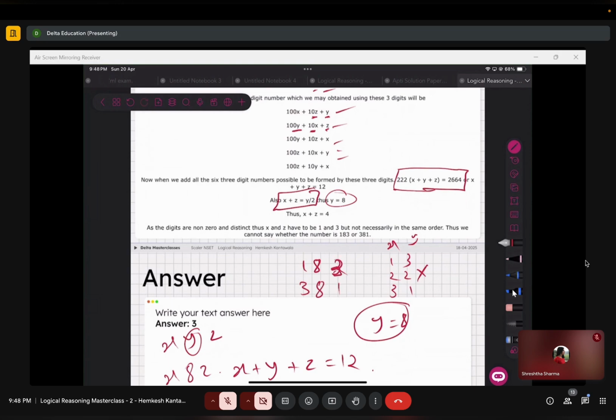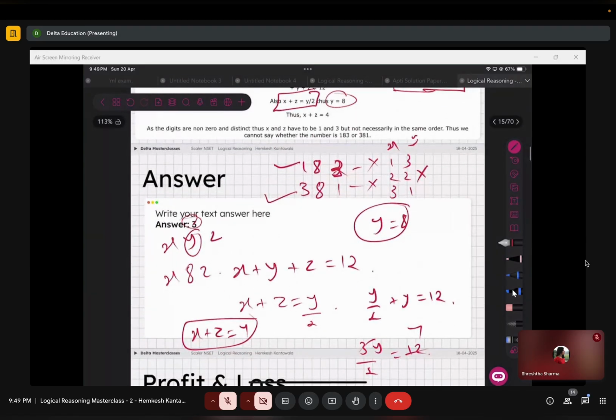183 or 381, correct? Now, is it divisible by 2? No. Is the number divisible by 3? We can say 3 plus 1, 4 plus 8, 12. 12 is divisible by 3, so yes, this is divisible by 3. So the smallest number which is divisible by both of these is 3. So 3 is the correct answer in this question.